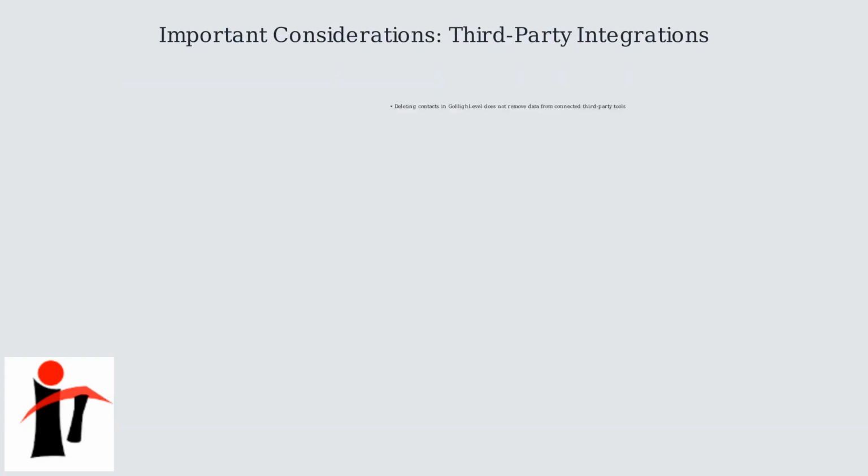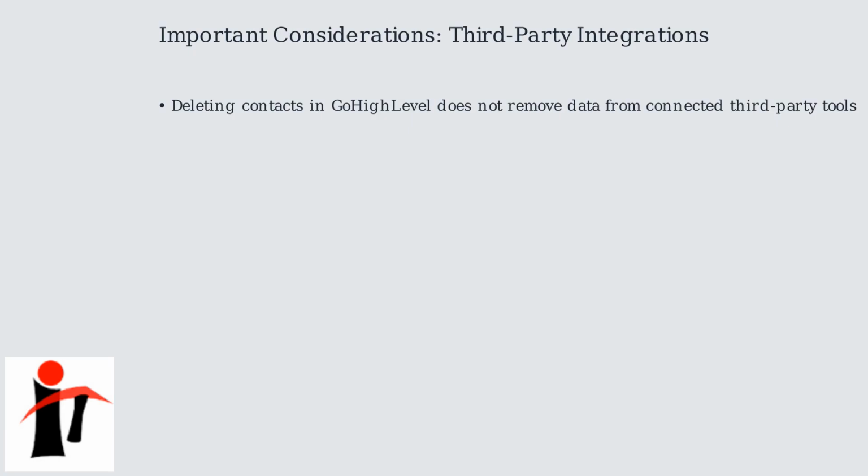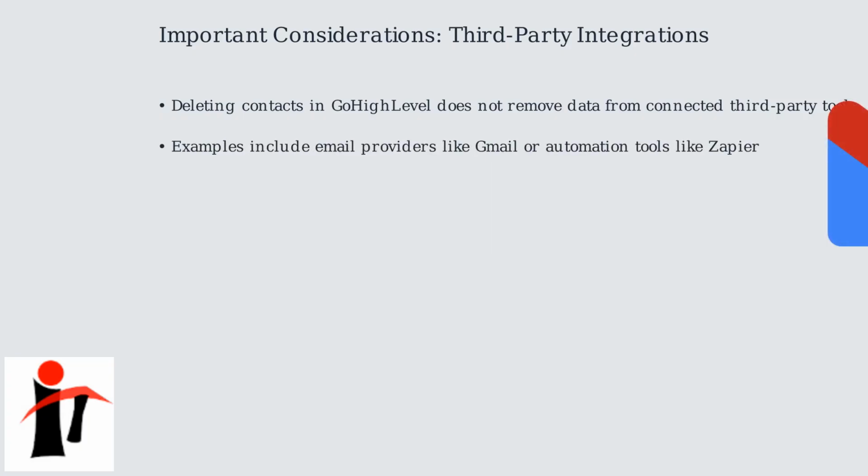When deleting contacts in GoHighLevel, it's crucial to understand that this action only removes data from the platform itself. Third-party integrations, such as email services like Gmail or automation tools, are not automatically affected. You must manually access and delete the contact's data from these connected platforms to ensure complete removal and maintain compliance with regulations like GDPR. For instance, if a contact is integrated with Gmail for email history or with Zapier for workflow automation, deleting them in GoHighLevel won't touch that external data. These connections remain active unless you intervene directly.